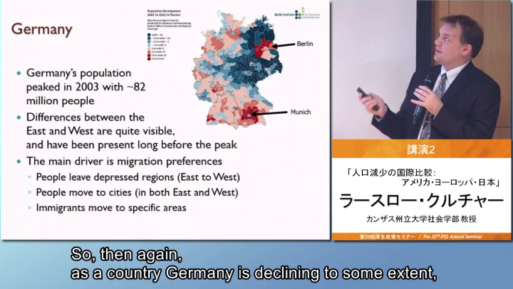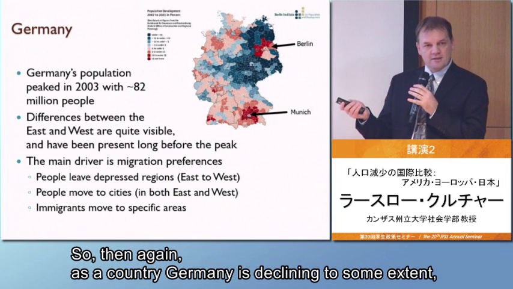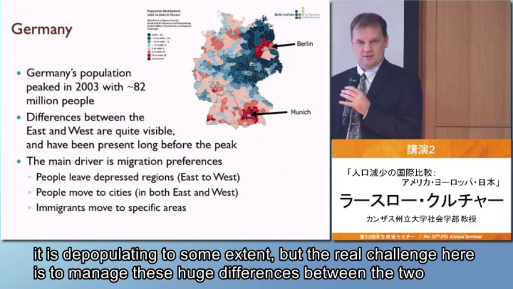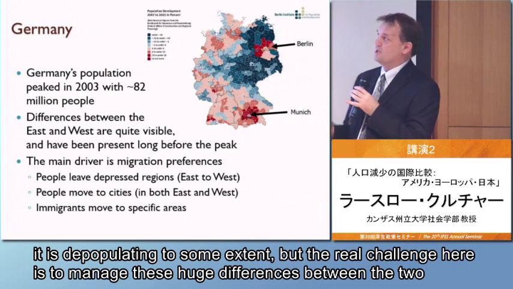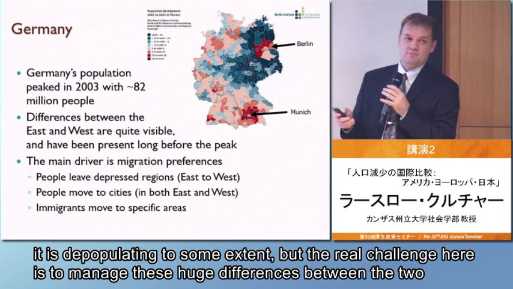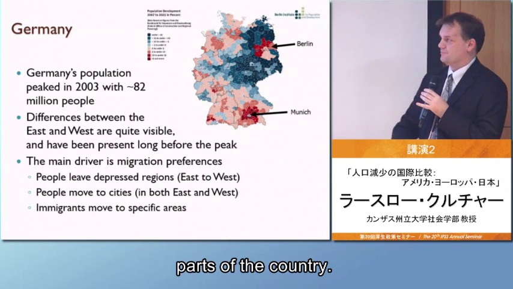So then again, as a country, Germany is declining to some extent. It is depopulating to some extent. But the real challenge here is to manage these huge differences between the two halves of the country.